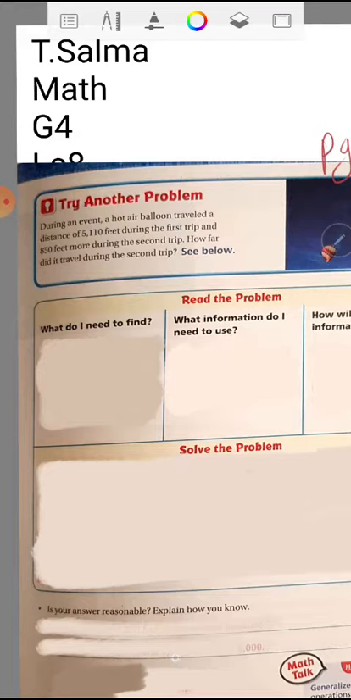During an event, a hot air balloon traveled a distance of 5,110 feet during the first trip, and 850 feet more during the second trip. I want you to focus on this idea, feet more. So how far did it travel during the second trip? I will use the same steps and the same strategy here.